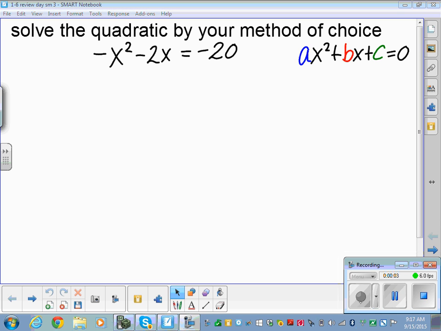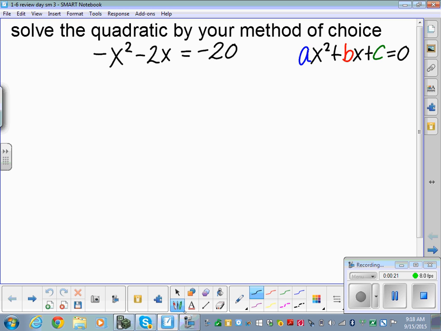Now, by your method of choice, so you could say I choose to see if it factors, and then if it factors, we'll go through and solve by factoring. But you do know that the quadratic formula always works. The problem with the quadratic formula is you have to be careful, and a lot of you messed up big time on the quadratic formula. So let's go through this.